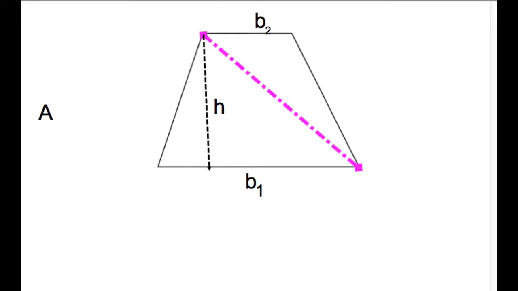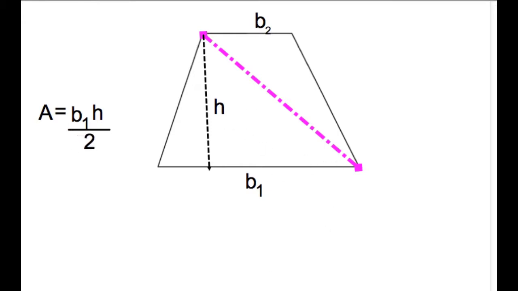So I know if I was looking for the area of, let's say, we'll call this triangle 1, I know it's going to be base 1 multiplied by the height, and then I still need to divide by 2. So that's the area of that one side.